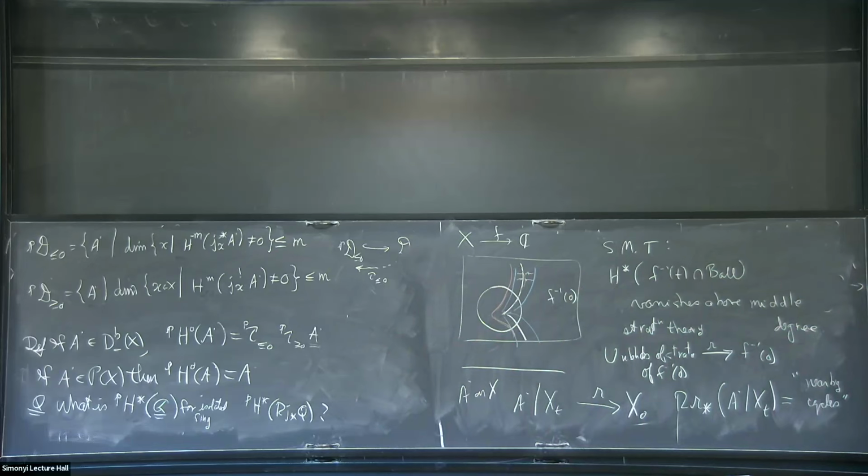When you're restricting A, are you restricting to the whole neighborhood or just to a single fiber? Or maybe it doesn't matter. It's like a single fiber.